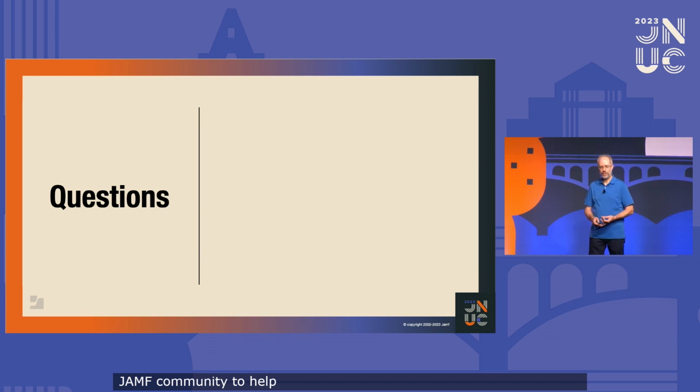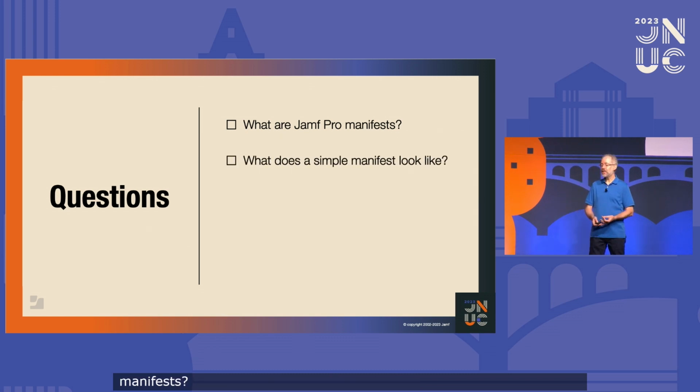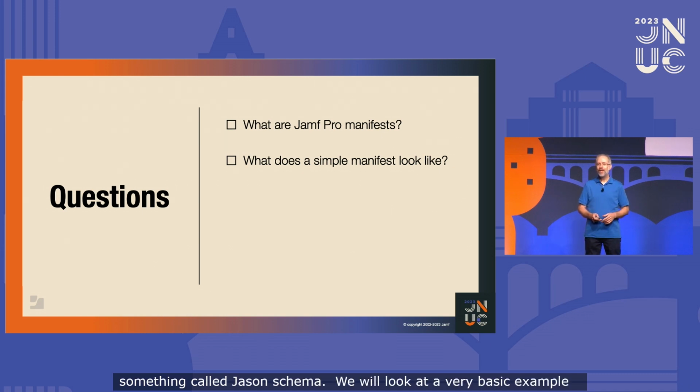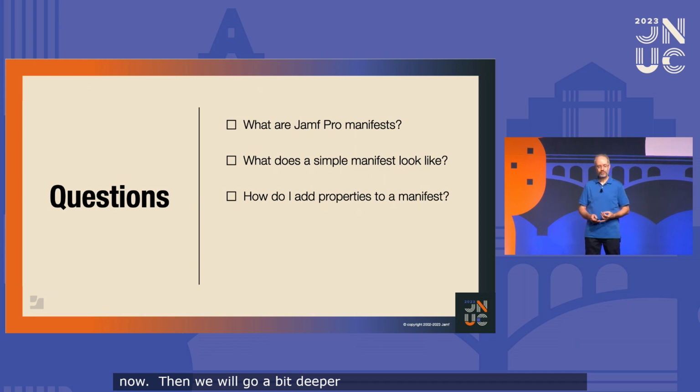So first, what are Jamf Pro manifests? I'll talk about where we can find manifests and how we use them in Jamf Pro. Next, we'll look at the structure of a manifest and discuss something called JSON Schema. We'll look at a very basic example. It'll contain just one property to manage just one setting for an app. Then we'll go a little bit deeper and add some more properties. There's several different property types that we can make, and we'll look at them all.